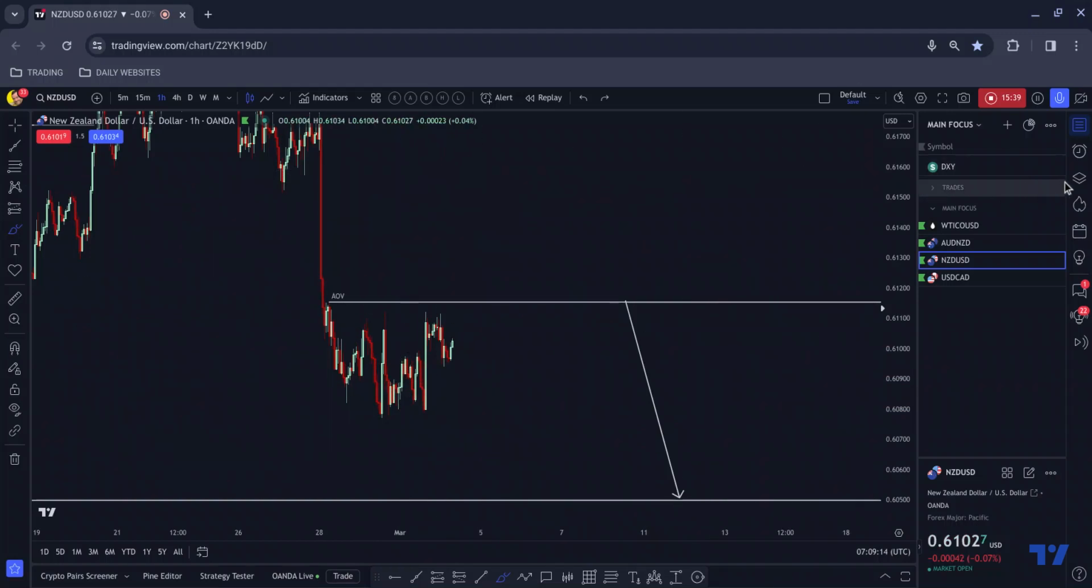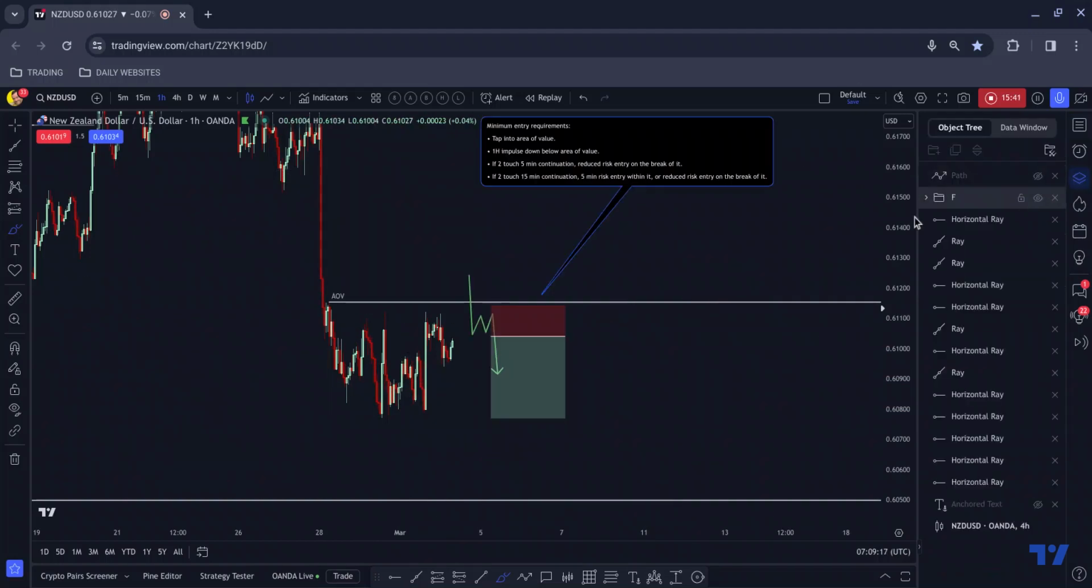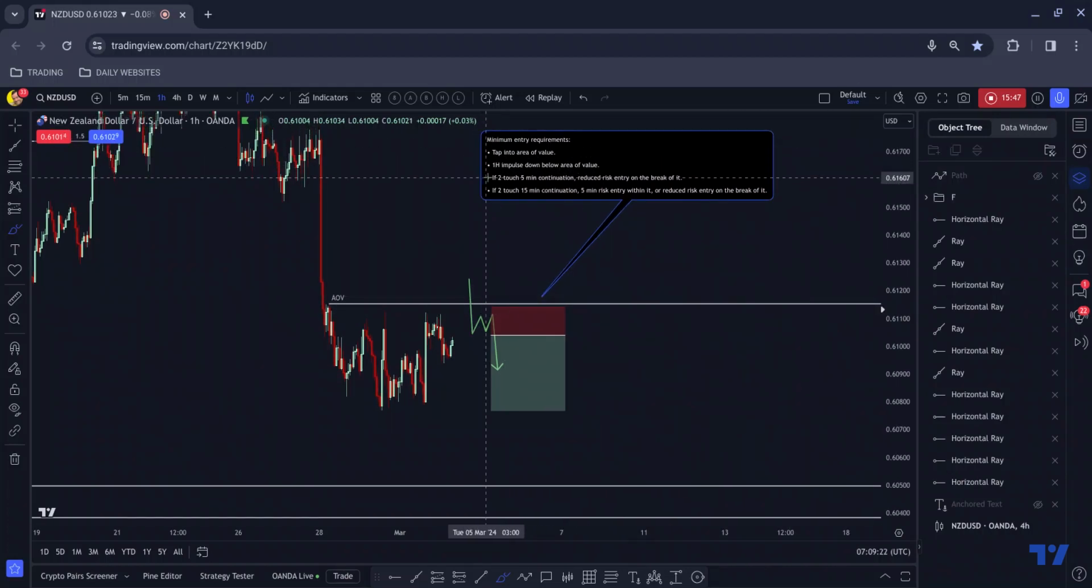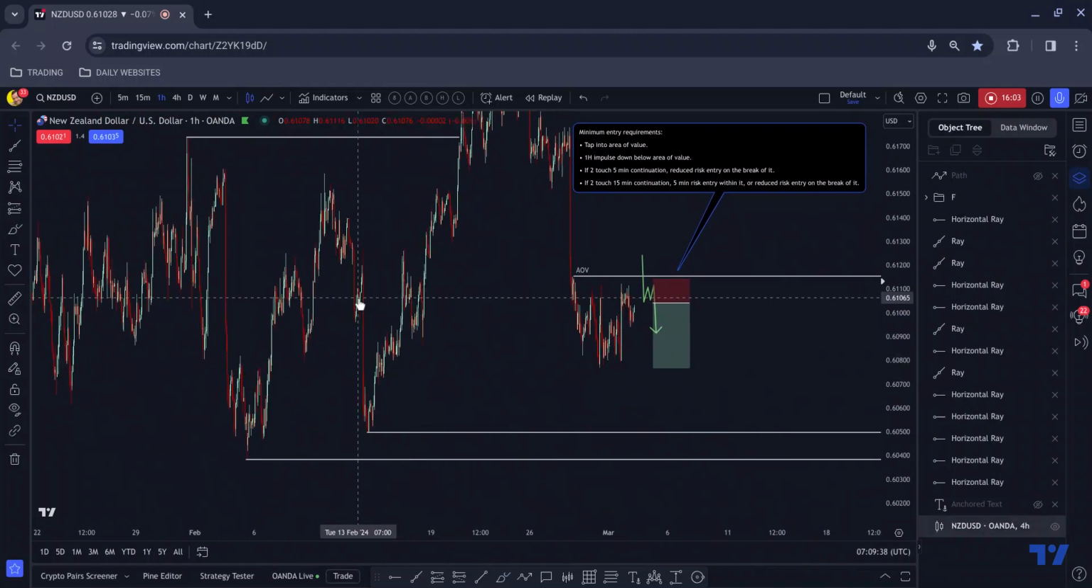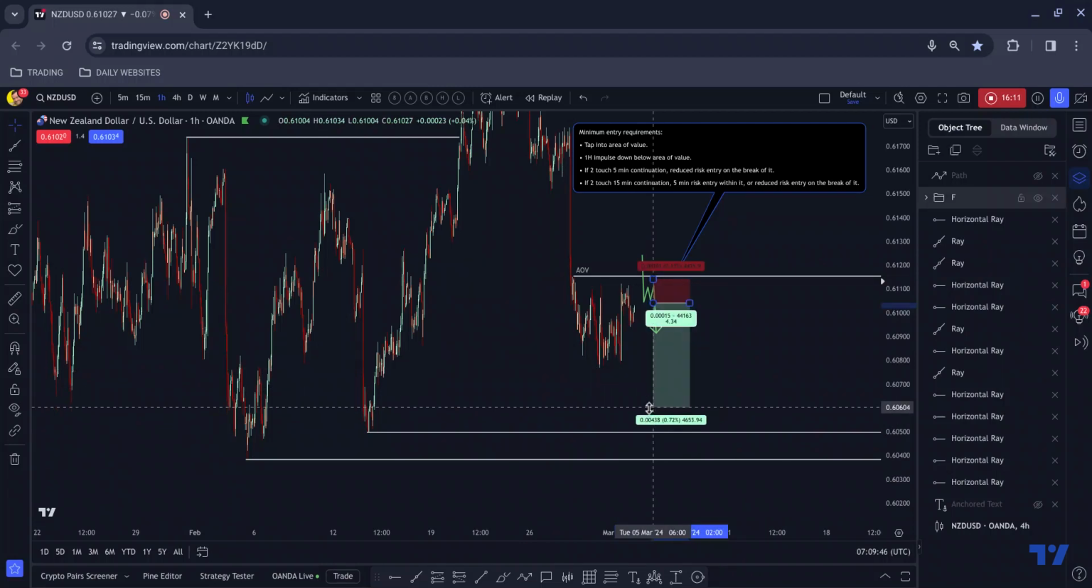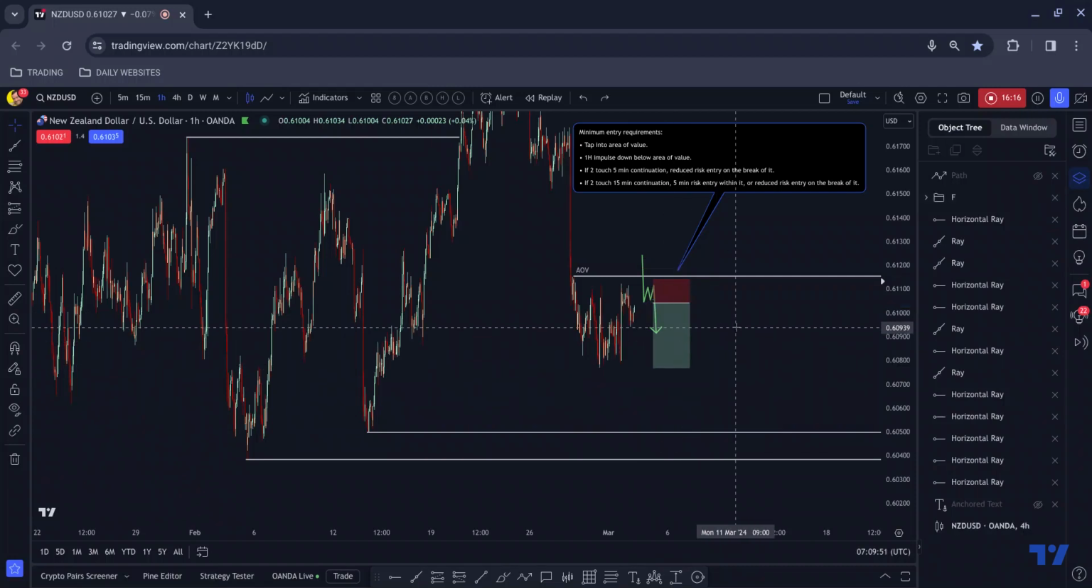So what I'm looking for here is the following. I'm looking for price to tap into this area, and I'm looking for a push down, and then I'll be looking once again for that 5-minute continuation, which I would look to get short on the break of, or a 15-minute consolidation, which I would look for a risk entry within, or a reduced risk entry on the break of. And in this instance, because of the DXY's positioning and this sharp move down followed by a sharp move up here, where we could pull back quite deeply, I'll be setting a take profit at this low, while simultaneously trailing my stops, and that would just be a little short-term move.